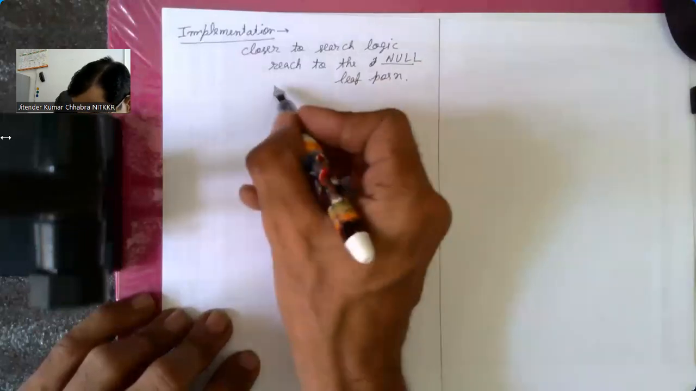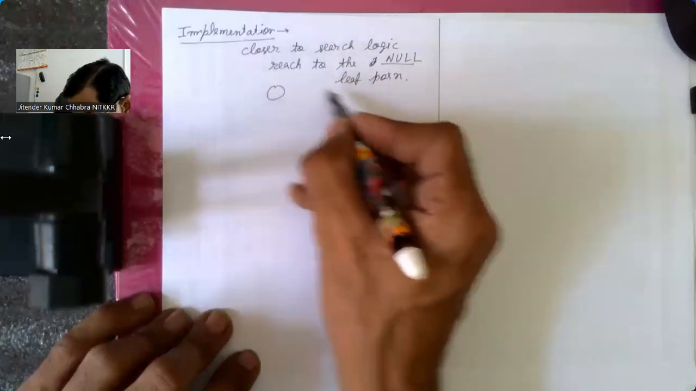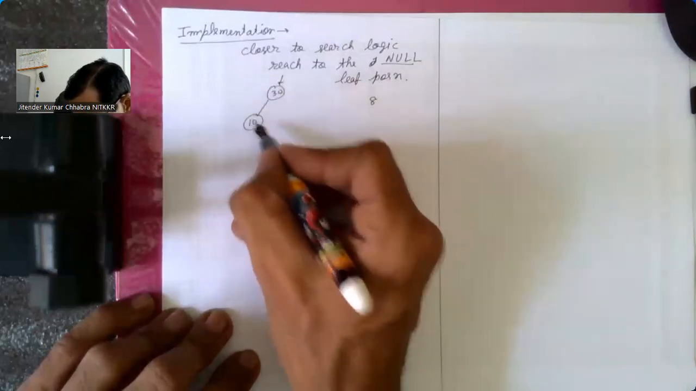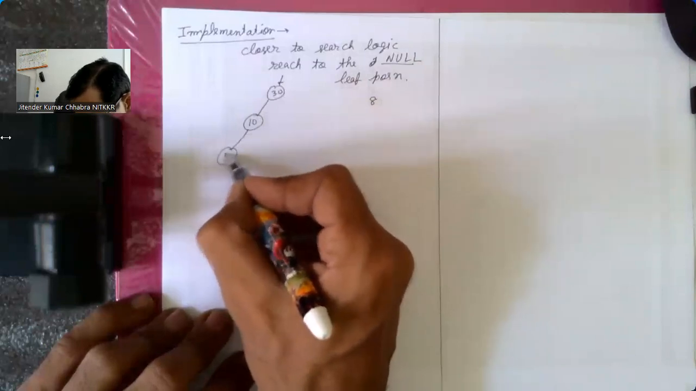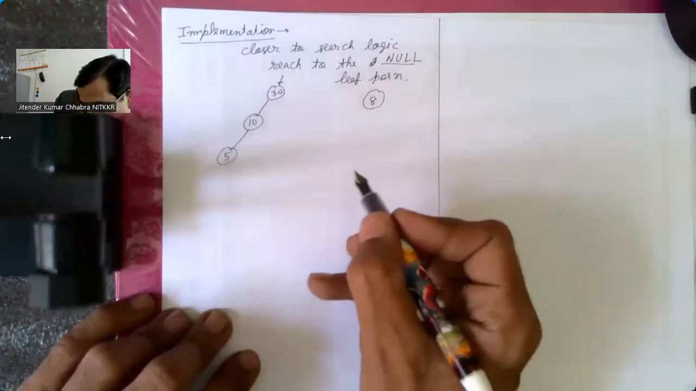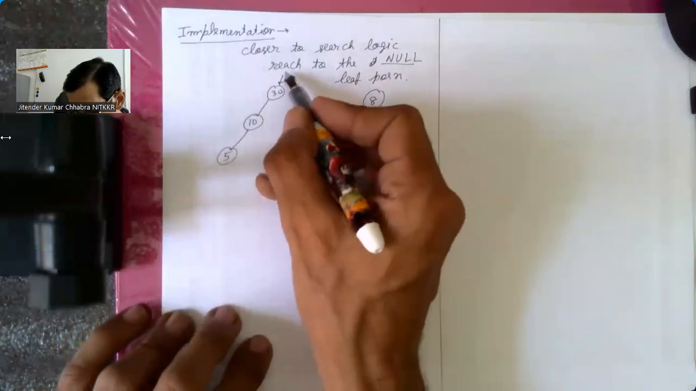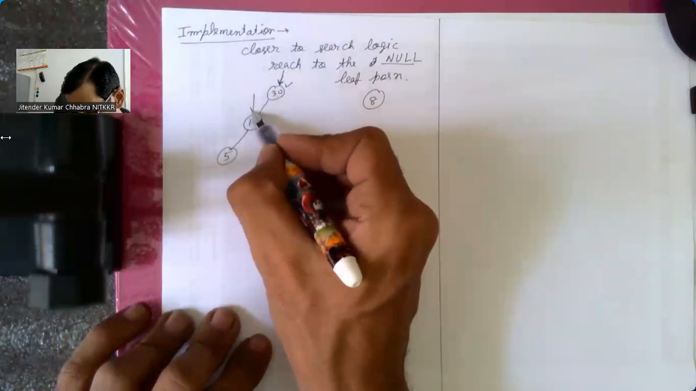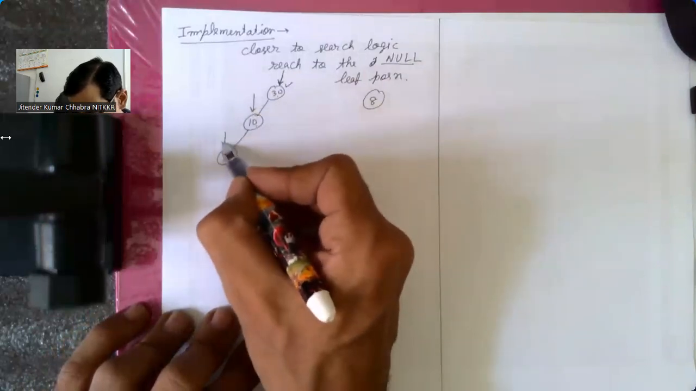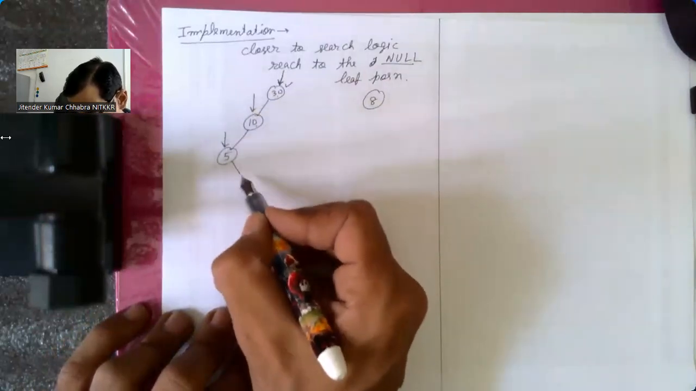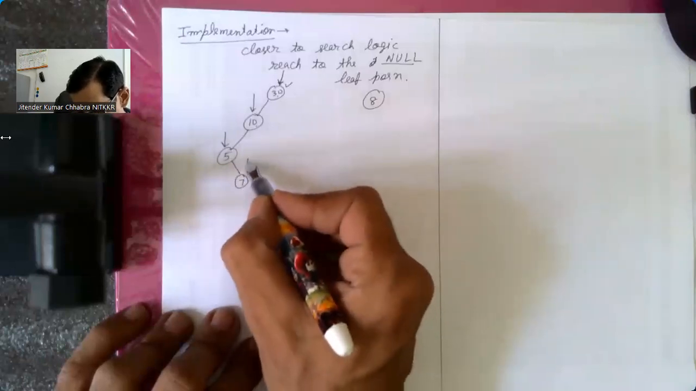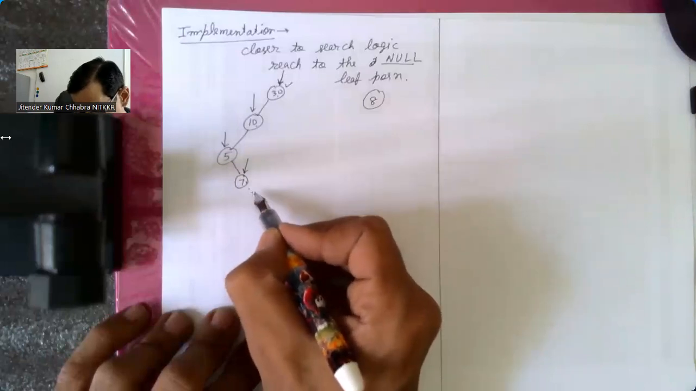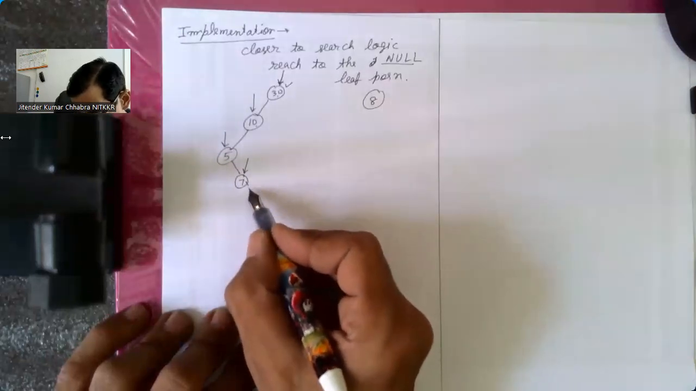Meaning what? For example, I said I have to insert 8. I am at 30. This side has a 10. This side has a 5. And 8 to be inserted, I will search for 8. 8 is less than 30. Search for 8, less than 10. Search for 8, greater than 5. Let's say I have here 7 also. Search for 8, greater than 7, right side. This side is empty. So 8 has to come here.